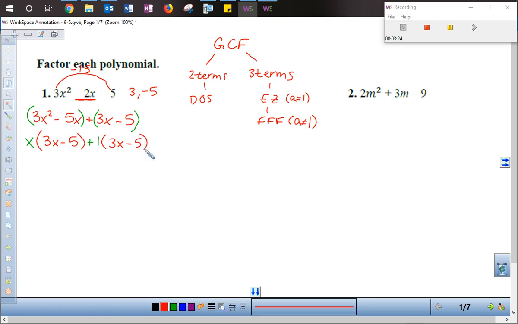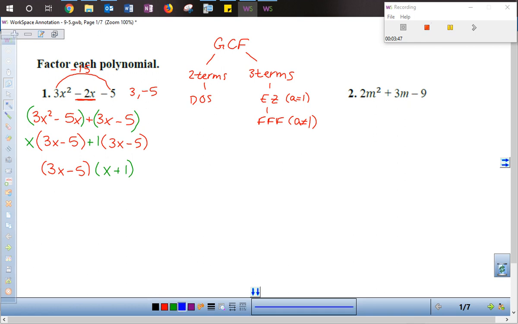Now at this point, you need to check your binomials. 3x minus 5 and 3x minus 5. They're the exact same, which is what we want, so that comes out first. Then my second binomial is whatever I have left. So I have an x in front of this guy and a plus 1 in front of that guy. So 3x minus 5 times x plus 1.